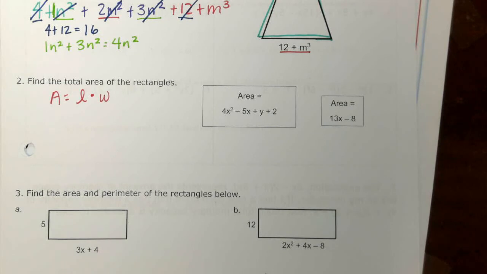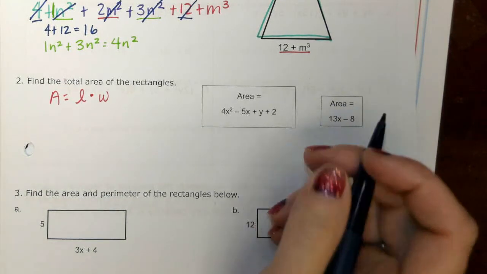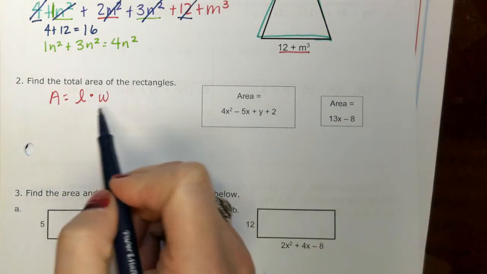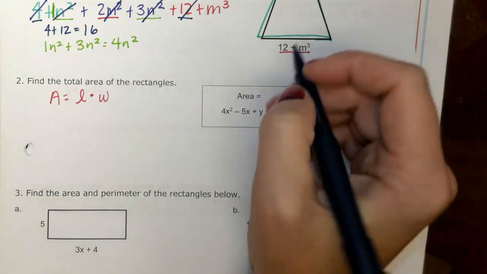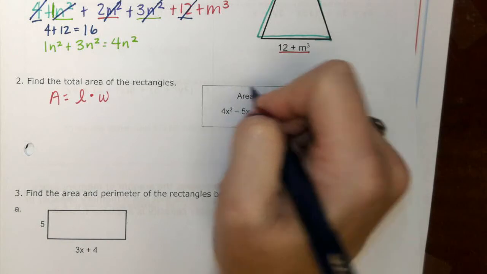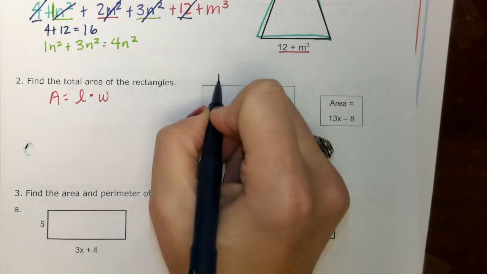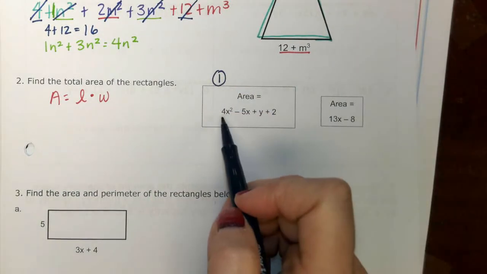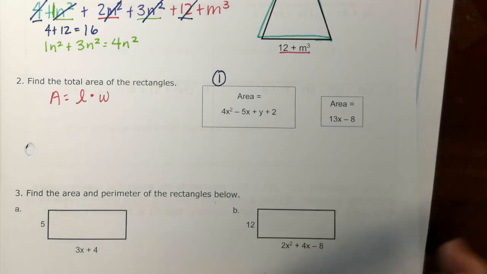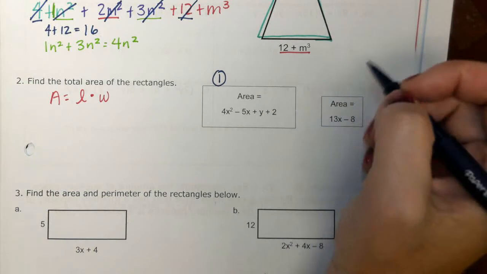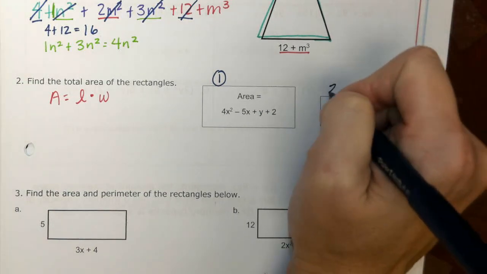So they want us to find the total area of the rectangles. Well, we don't really need to use length times width here because they've already given us the area. The area of rectangle number 1, the big rectangle, is 4x squared minus 5x plus y plus 2. Okay, so I know that's weird. We don't normally see area written like that, but that's what they're giving us.